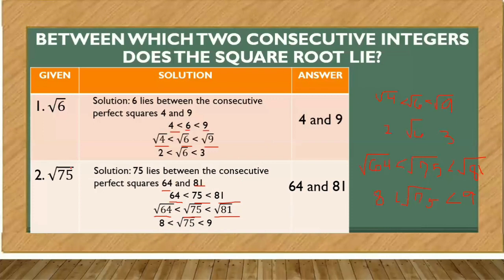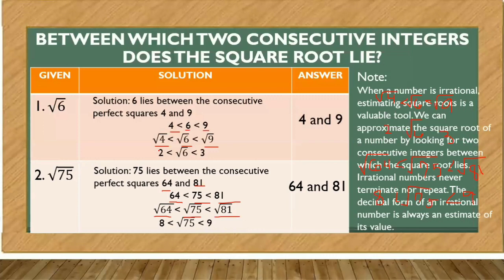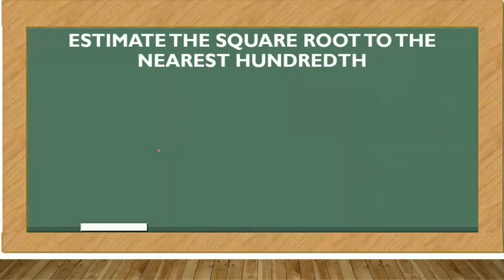All right? Next. So that is between which two consecutive integers does the square root lie? Another example. Estimate the square root to the nearest 100. So nearest 100 po yung ating ini-estimate. Pag nag-estimate po tayo, kailangan yung malapit doon sa given square root. Right? Kasi irrational po siya eh. Pag irrational, ibig sabihin wala siyang perfect square. So mag-estimate tayo kung ano yung magiging square root niya or yung magiging principal root niya.